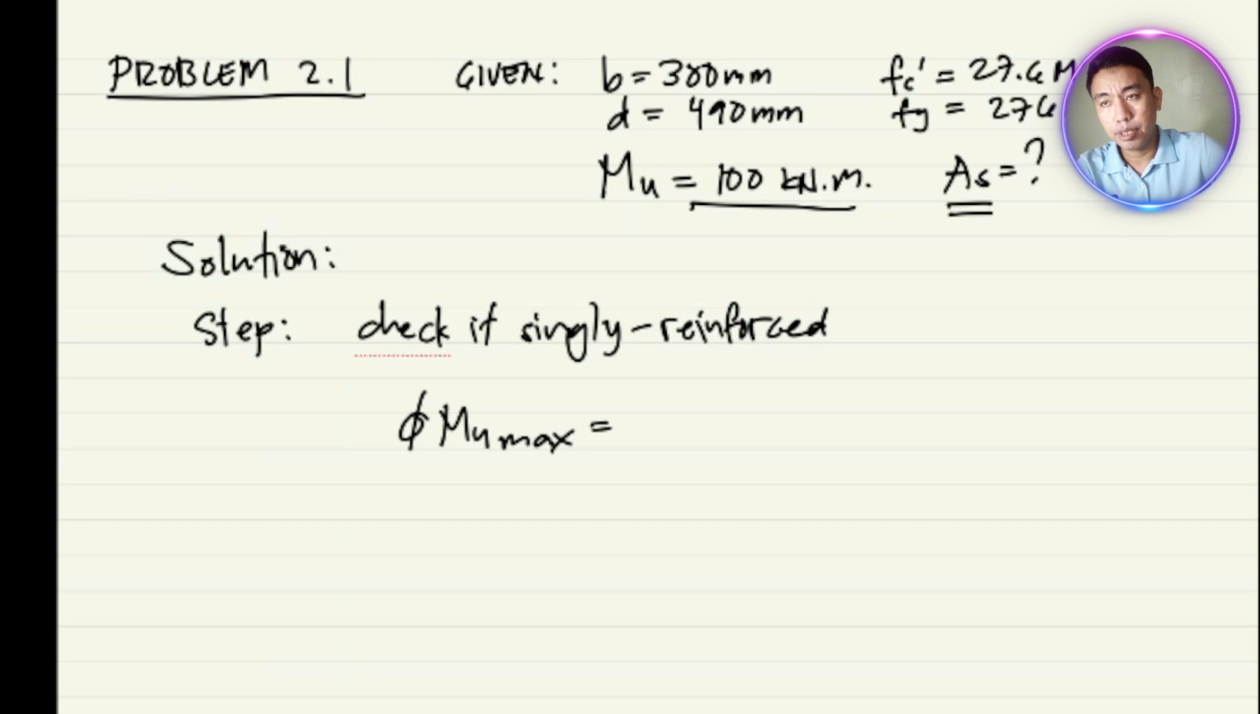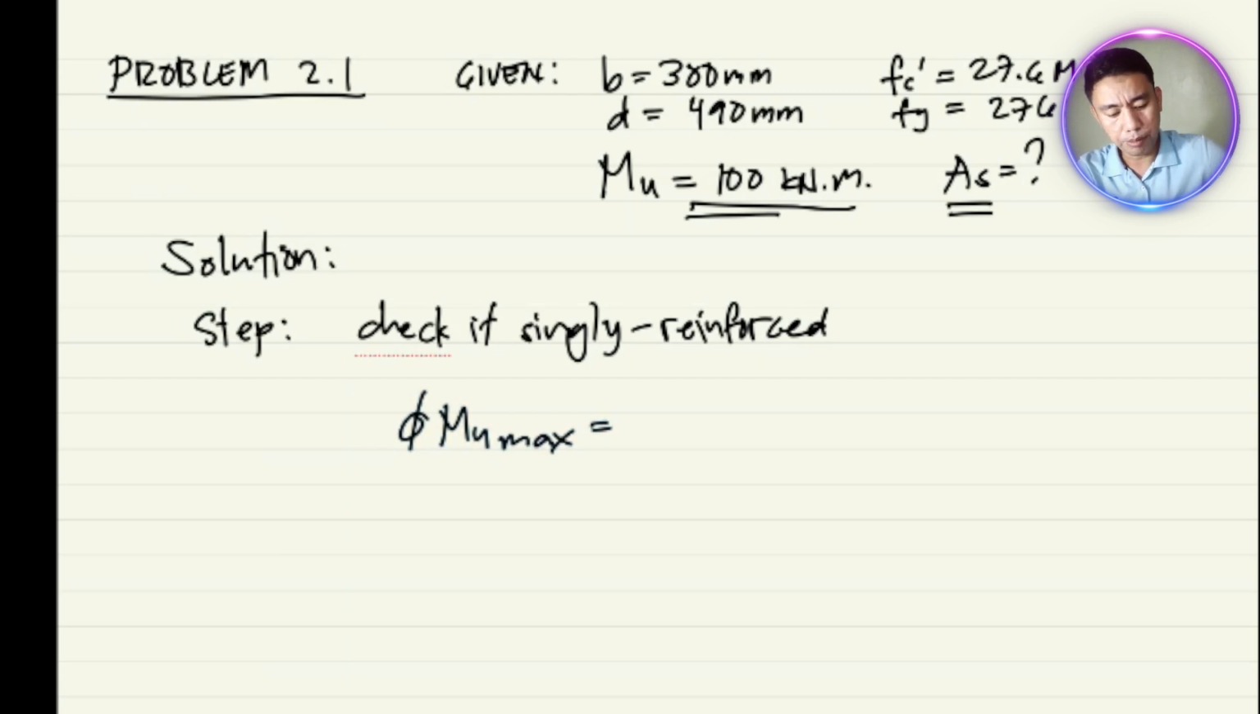Then we'll compare: if the given Mu is less than the maximum capacity, this is singly reinforced, right? If the actual Mu is far greater than the ultimate capacity of the reinforced concrete, then that's the time we need to add additional reinforcement. That's why yan na yung tinatawag na doubly reinforced. So, wala pa tayo dyan. We're still on the singly reinforced, but we'll check this one.